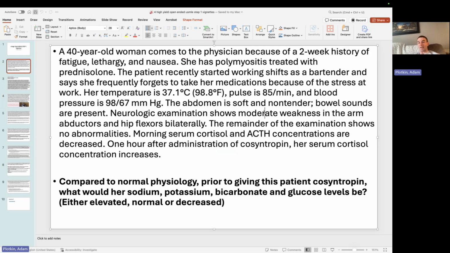So now all of a sudden, we classically see secondary adrenal insufficiency when a patient has been on long-term steroids and then all of a sudden stops them without doing a long-term taper. And so this patient has been very sporadic with her medication use.